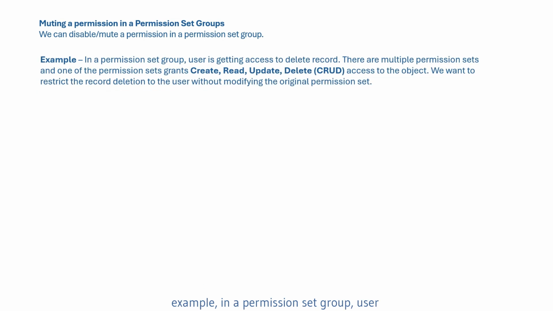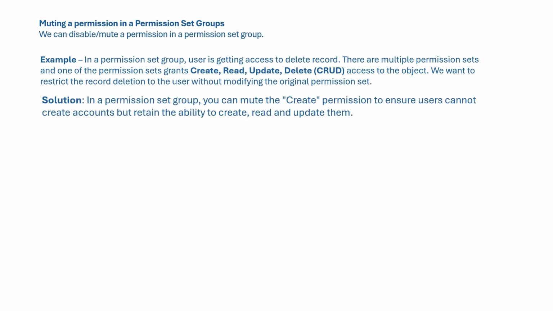Then we also have an option to mute a permission in a permission set group. For example, we have assigned a permission set group to a user, and through one of the permission sets, the user is getting some additional access which he is not supposed to get. For example, in a permission set group, the user is getting the access to delete a record, maybe an account record. However, he should not be able to. So we do not want to modify the original permission set, but we want to restrict that user from deleting the record. Solution. Basically you can go to the permission set group.